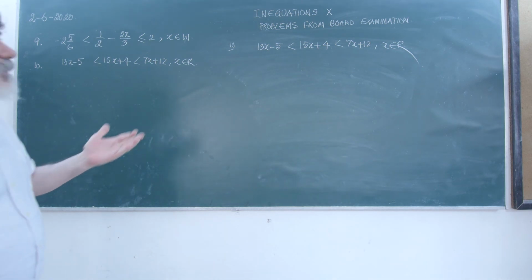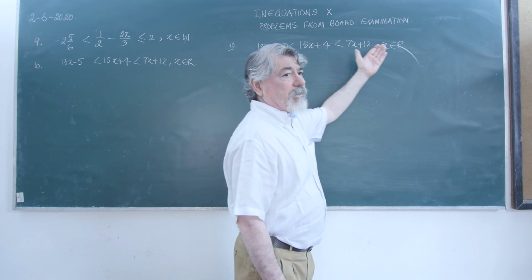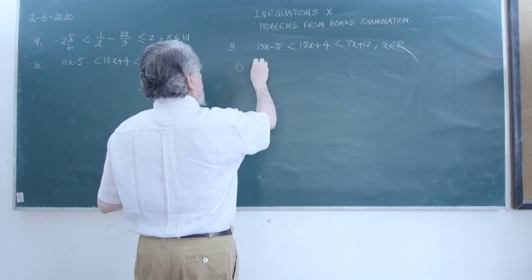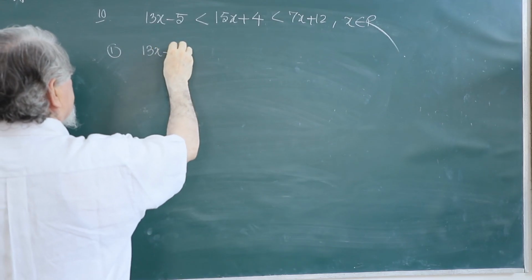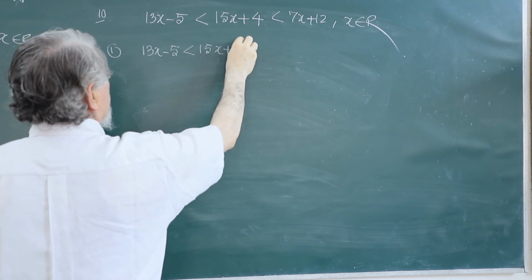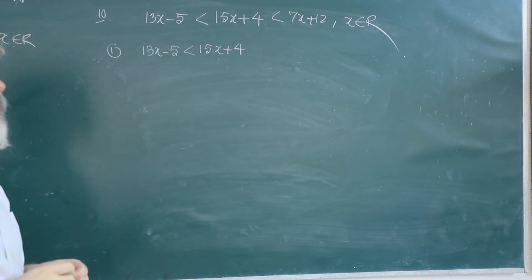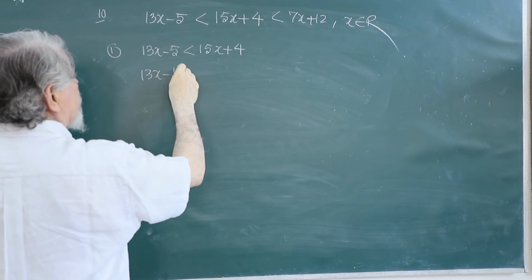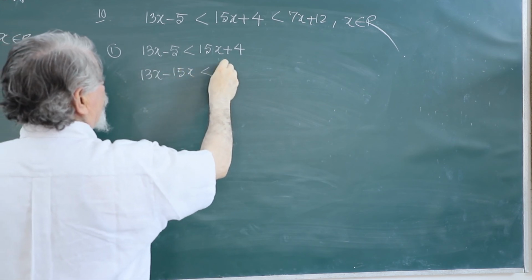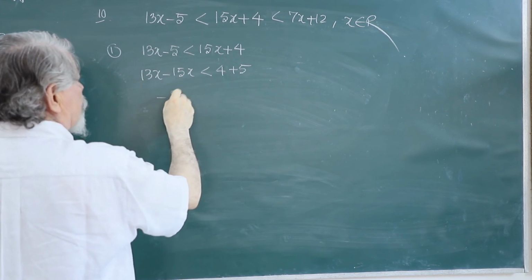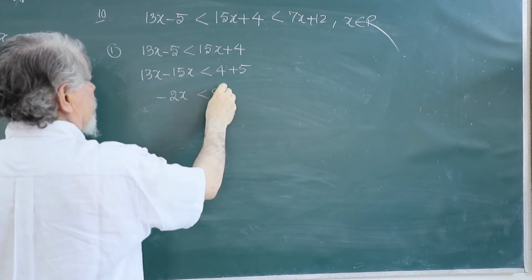Because x is involved in every inequation, we will take them in pairs of 2. I will take first and second, 13x minus 5 less than 15x plus 4. Let us bring the x term to one side. That is 13x minus 15x less than 4 plus 5. 13x minus 15x is minus 2x is less than 9.